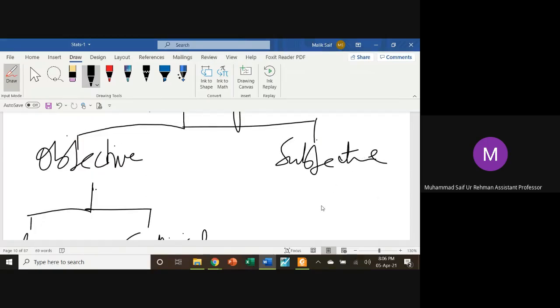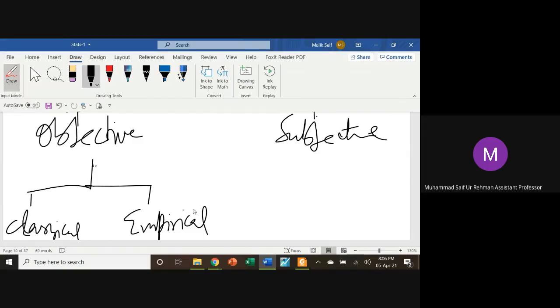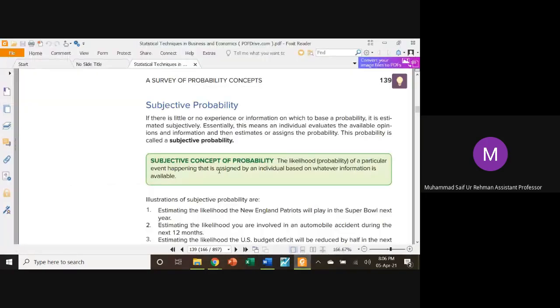So basically, the subjective probability is based on the experience of anybody who is, you may say, an expert in some area. This is the statement or information given by that particular person who is an expert in that field, so we may depend upon that. The definition of subjective probability is this: the likelihood or probability of a particular event happening that is assigned by an individual based on whatever information is available.